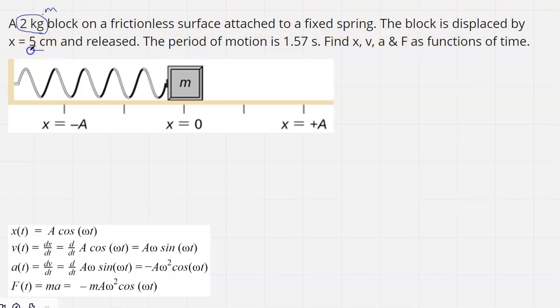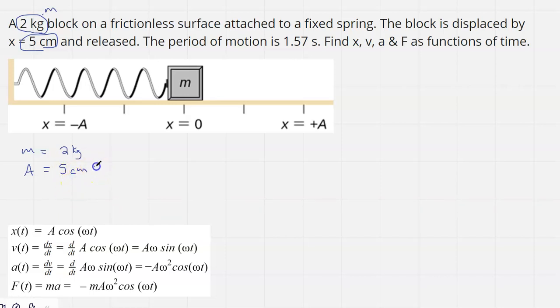Right here, x is 5 centimeters. But notice that that's the distance. It starts here, and I'm going to pull it away 5 centimeters. So, yes, it's x, but that A is what we're really after right there. So let me just make a little list here of variables. M equals 2 kilograms, and that A, that amplitude, that farthest distance away from that center line, is 5 centimeters.